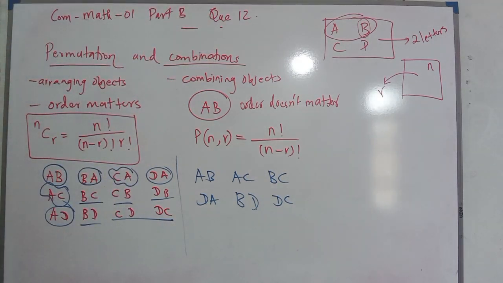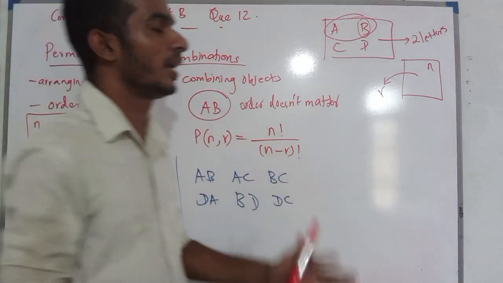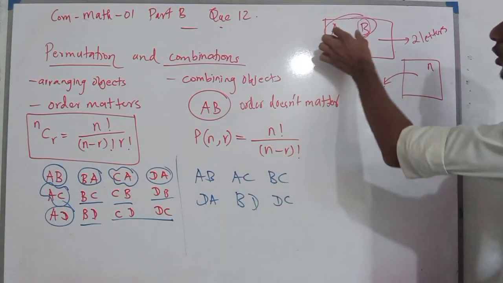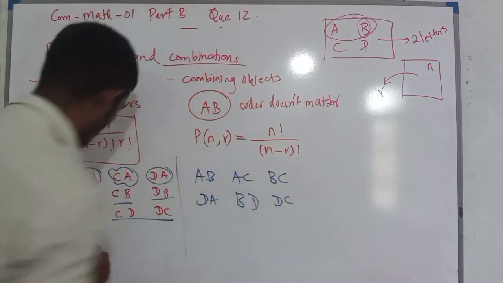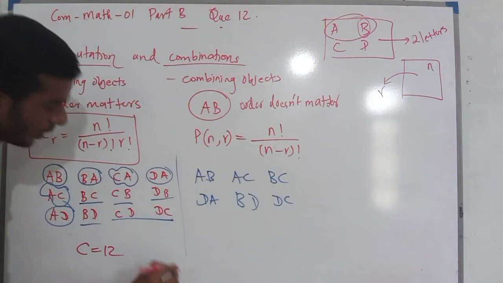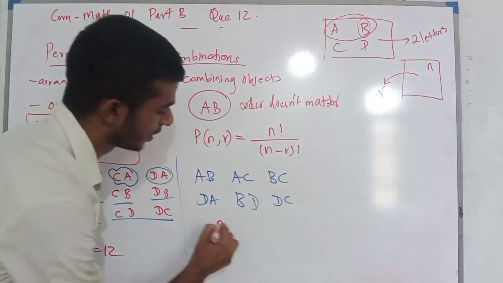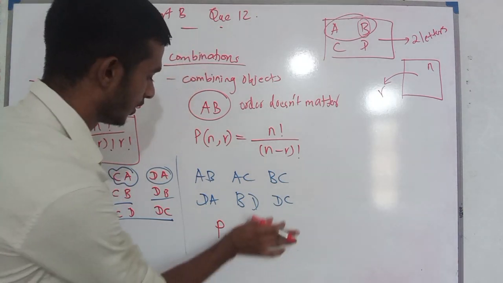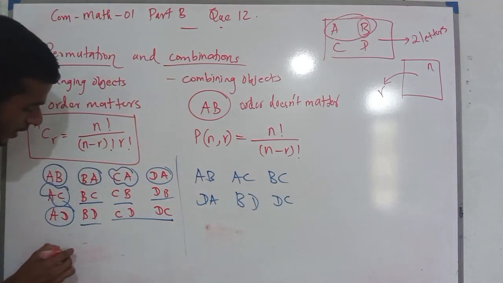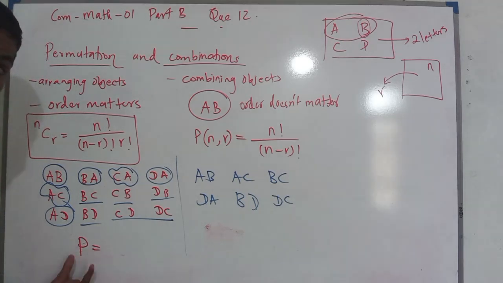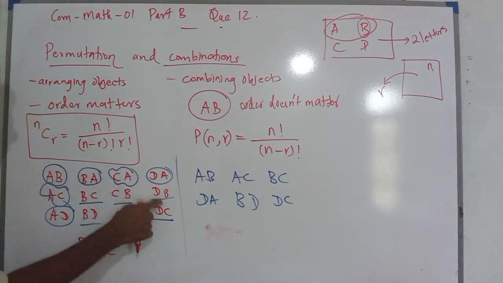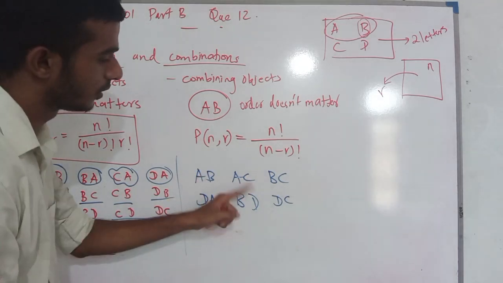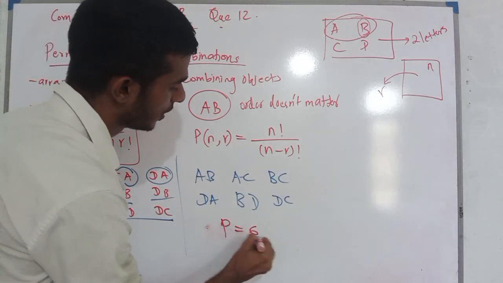Now the number of combinations that we can make by picking 2 letters from these 4 letters is equal to 6. Here, permutations, the number of permutations is equal to 12. 1, 2, 3, 4, 3, 12, and here 2, 3, 6. Now C is equal to 6.